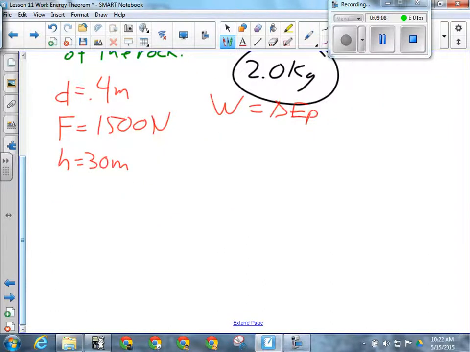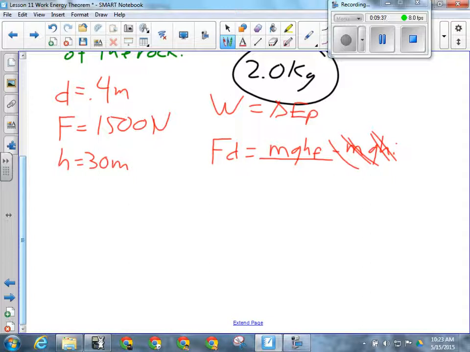So work's a change in potential energy. So force times distance is going to equal m times g times h final minus m times g times h initial, my gravitational potential energy formulas. We just said initial height was 0. So what is m times g times 0? 0. So I'm just going to get rid of this. I don't need it. It's 0. And I'm going to manipulate to find the mass of the rock. So how do I get mass by itself? Divide by g h final.